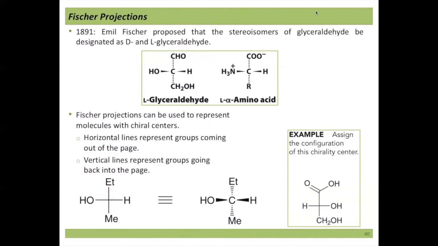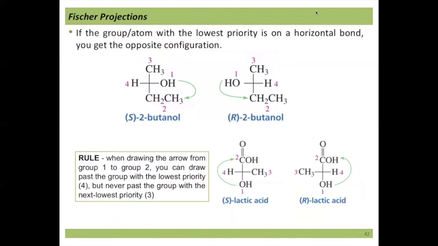So the Fischer projection allows us to look at a molecule. They're somewhat cumbersome in some ways and somewhat nice in other ways. If we actually look here, we can see that this is what would be referred to as a D configuration, because that group is pointed off to the right. So we use these Fischer projections, but there's some things that we need to be able to do, and that is be able to figure out if there are an R or S.